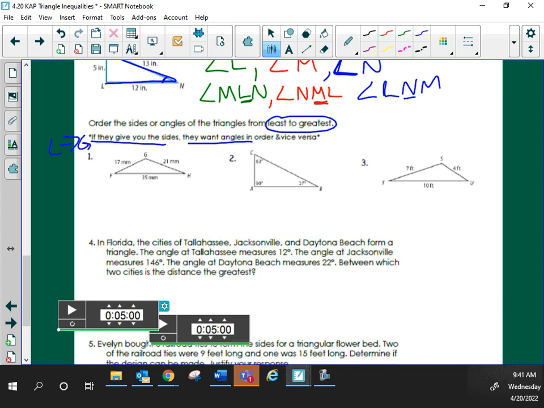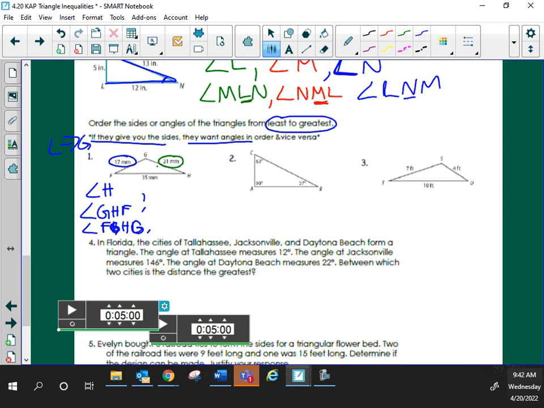So I want the shortest side, which is 17. What angle controls that? Angle H. What is another way to write angle H? Let's try it out. Angle GHF or angle FHG. Either one.